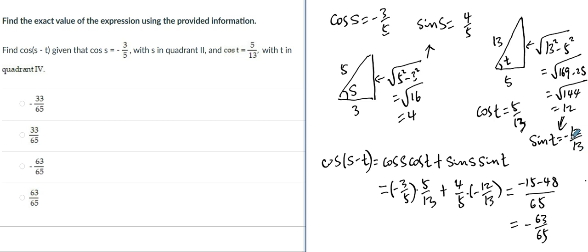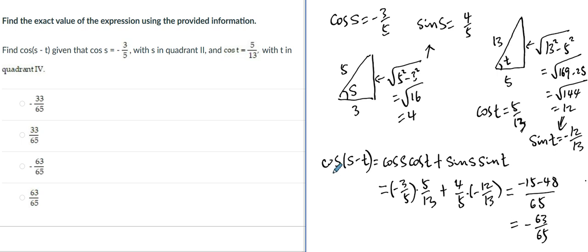Sine here is negative, because t is in quadrant 4. Sine is negative in quadrant 3 and 4. So you put negative here. All right.